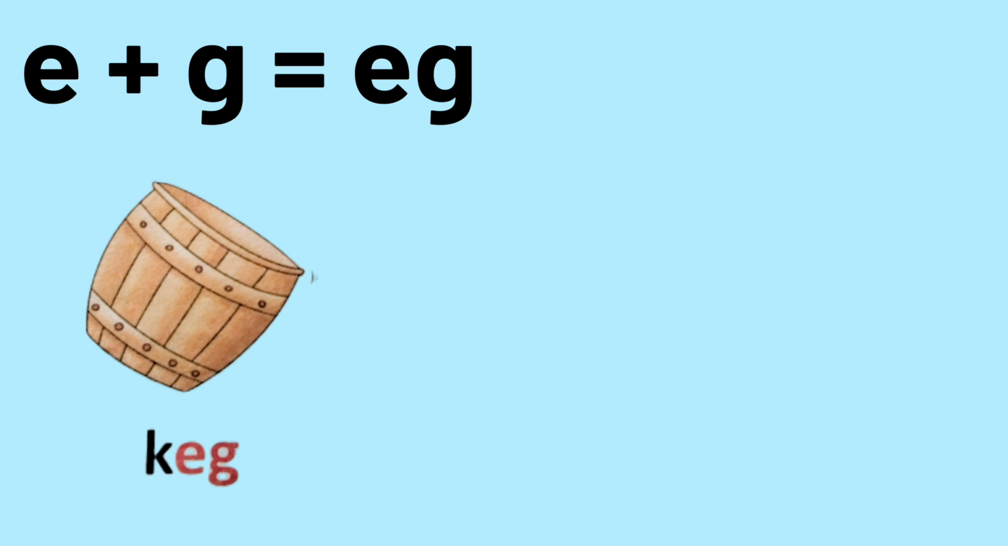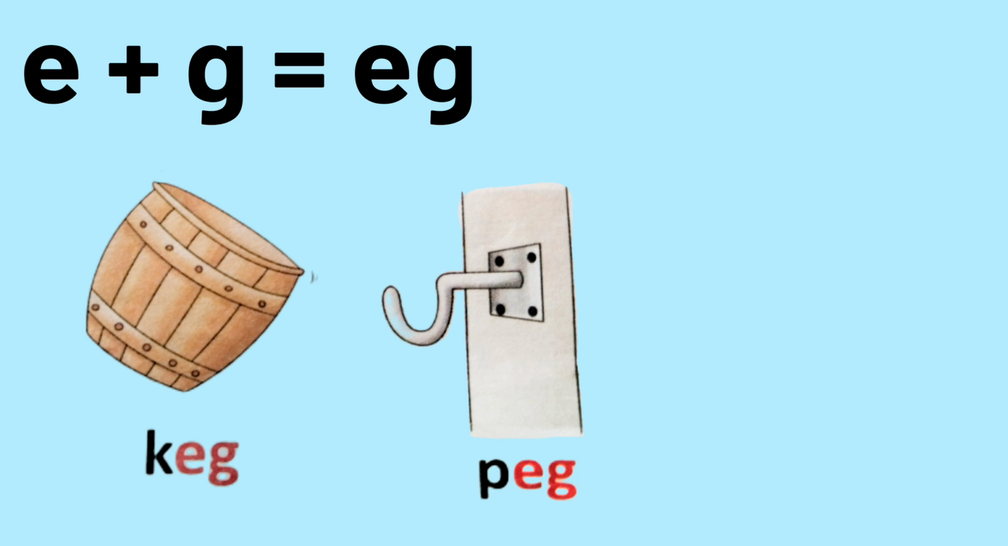And once again, you know that EG sounds like egg and K sounds like K. So when we pronounce them together, it gives us keg. In the second example, you can see it is P-E-G. So EG sounds like egg and P sounds like P. So when we pronounce them together, it gives us peg.